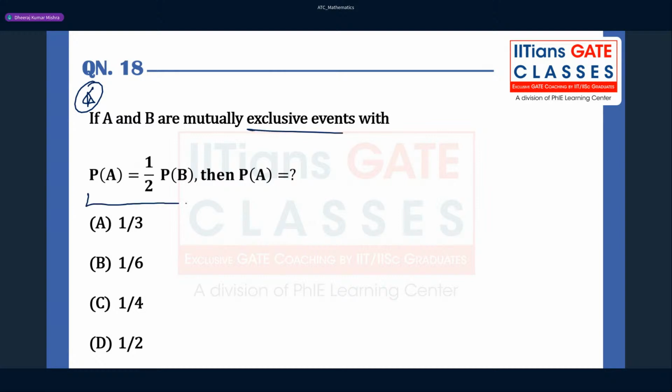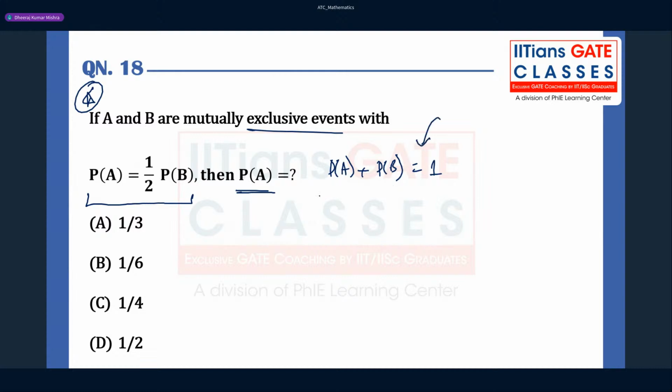And the probability they have mentioned here is that the probability of A is equal to half of the probability of B. They are asking for the probability of A. So you know that the total probability will always be 1, right? That is very important to keep in mind. The total probability will always be 1. That is what the axioms say.